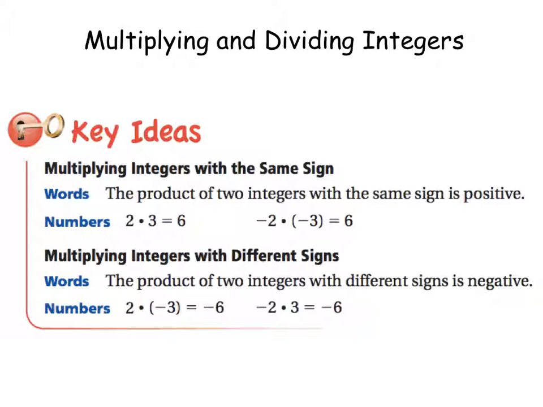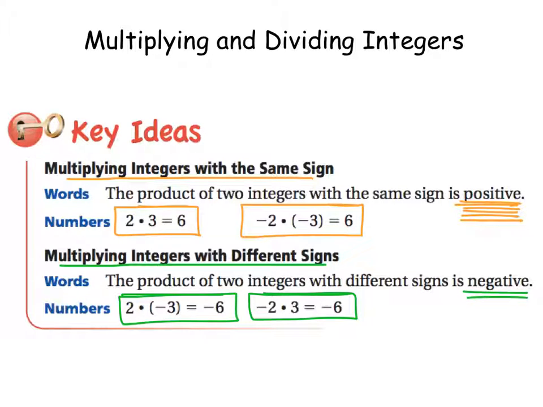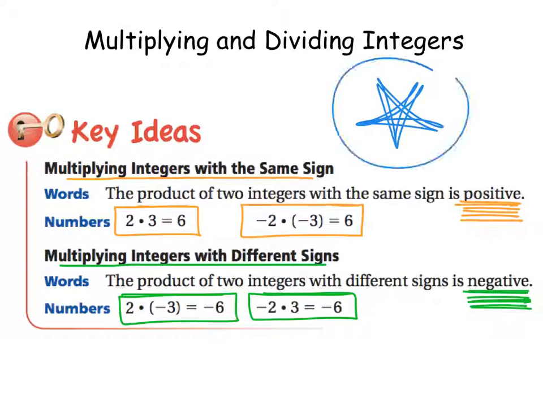And that actually goes right along with our key idea for today. When we multiply integers with the same sign, okay, so if you have two positive numbers or two negative numbers, your answer will be positive. If your integers have different signs, so a positive and a negative, or a negative and a positive, your answer will be a negative. Make sure you remember this. It's very important. So put a big star, circle it, annotate it, do something so you remember to come back here and check if you're stuck on a problem.